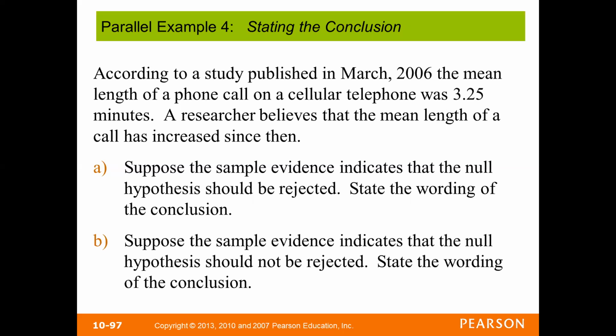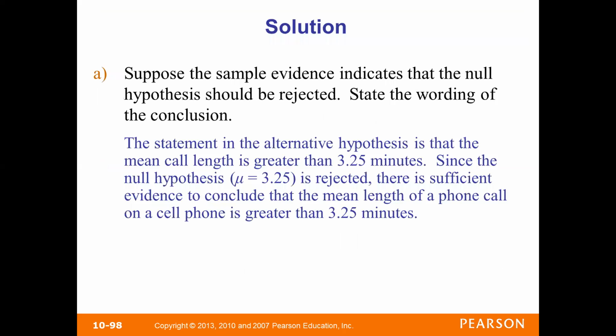Now let's suppose that the evidence indicates that the null hypothesis should not be rejected. In that case, we will say we fail to reject the null hypothesis that the mean call time is 3.25 minutes. We can't say that the mean call time is actually 3.25 minutes. We can just state that we do not have enough evidence to say it's not 3.25 minutes.